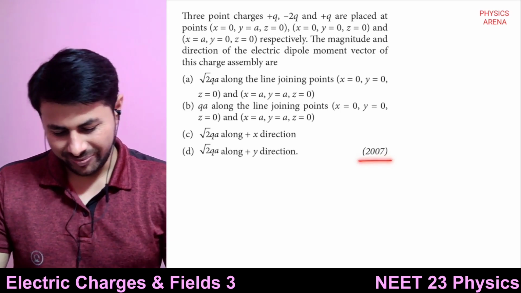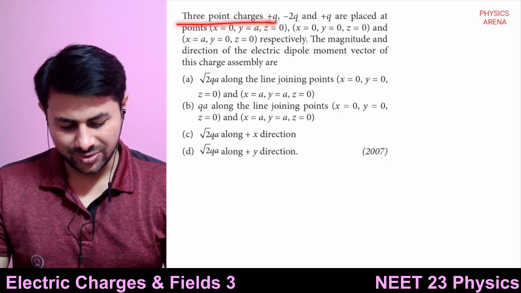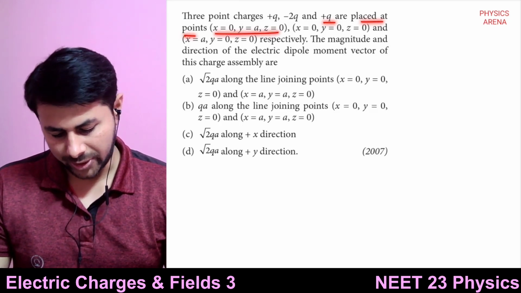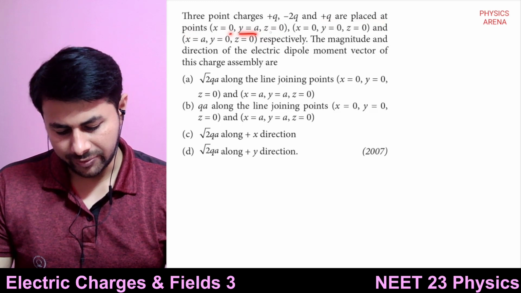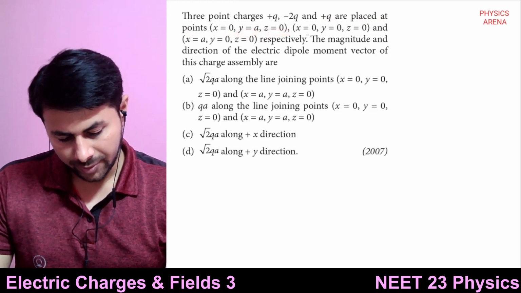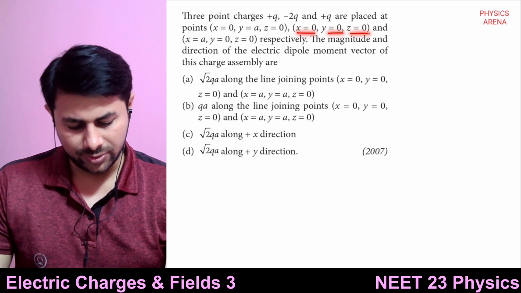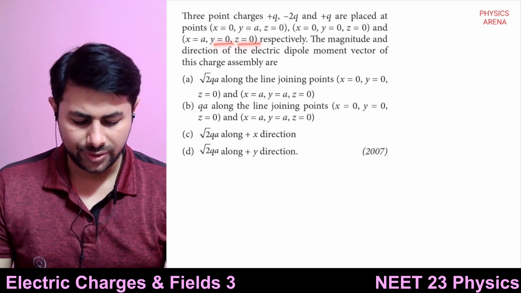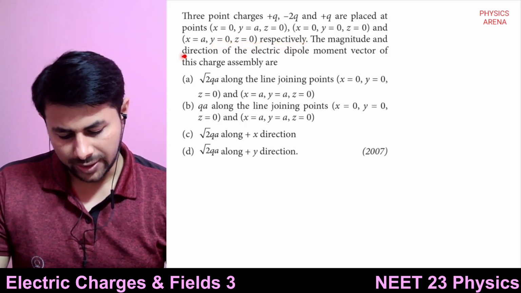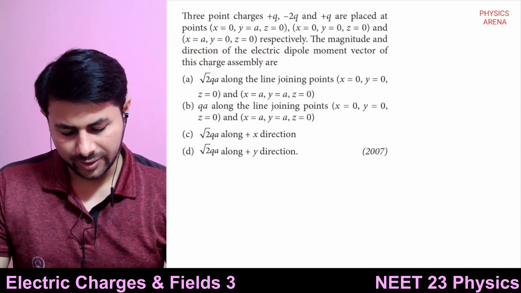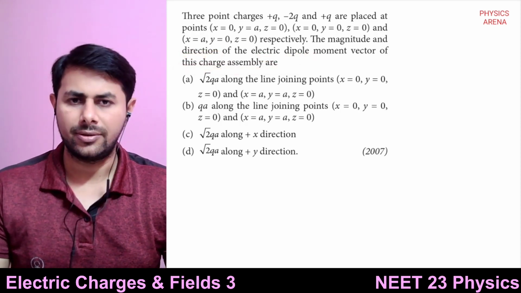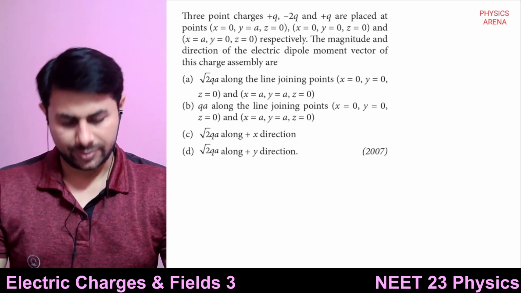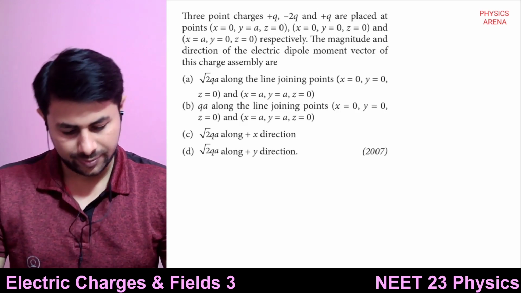Let's see the first question. Three point charges plus q, minus 2q and plus q are placed at points x equal to 0, y equal to a, z equal to 0; then x equal to 0, y equal to 0, z equal to 0; and x equal to a, y equal to 0, z equal to 0 respectively. The magnitude and direction of the electric dipole moment vector of this charge assembly are? So we want to find out the resultant dipole moment of these charges.